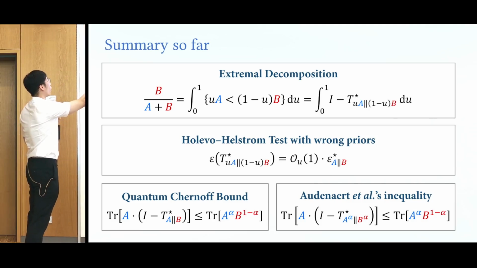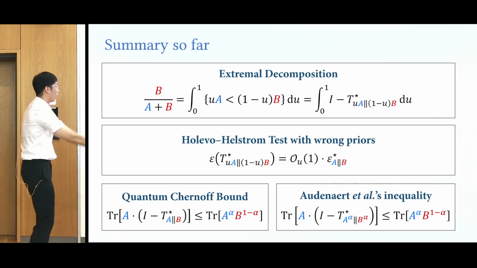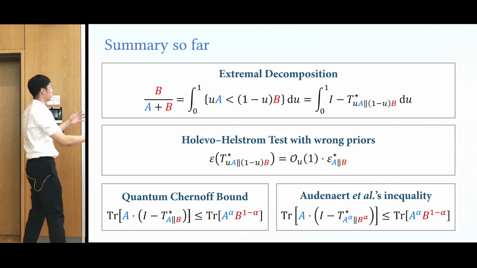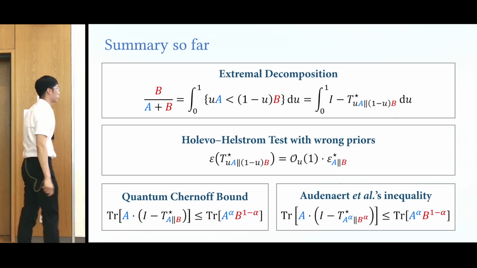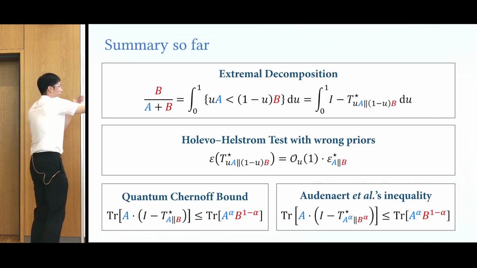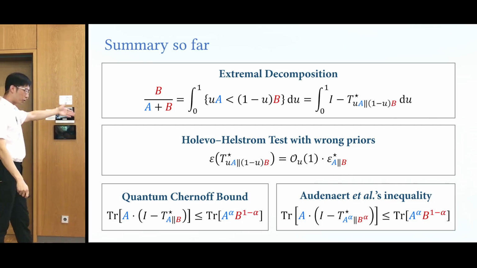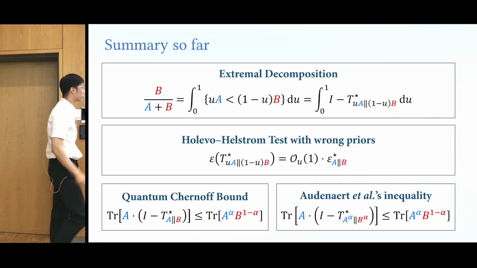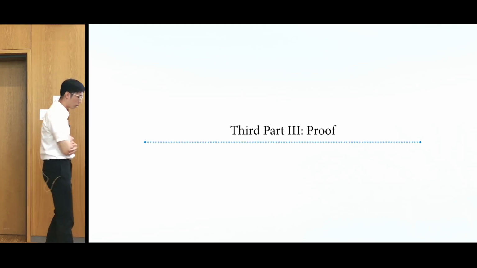We call this the extremal decomposition for the two-outcome integral PGM in terms of the optimal Holevo-Hayashi-Chung measurement. And we know that the wrong prior only causes a constant error. We know the Chernoff bound, and we know the ordinate Chernoff is a bit different because we use this alpha version. We will use this in our solution. Okay, so let's go to the third part of the proof.